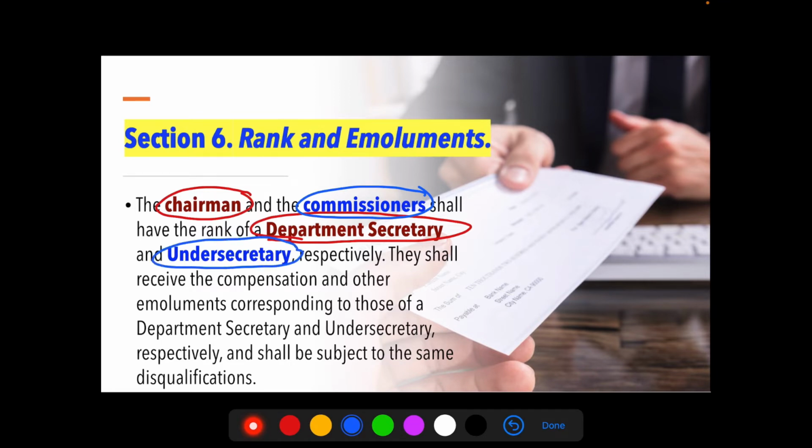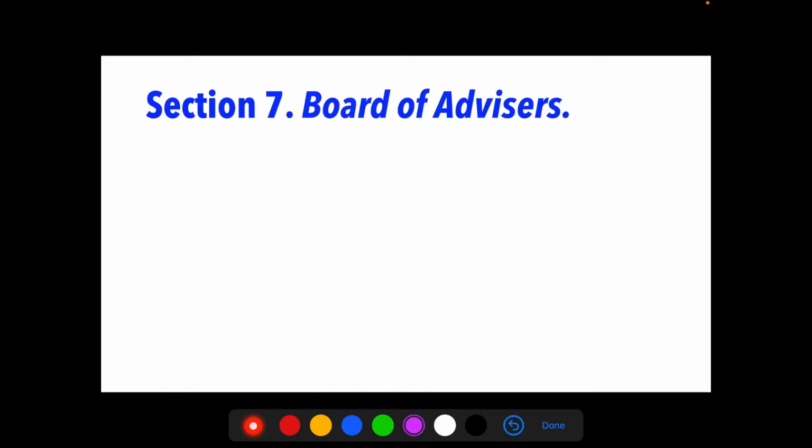Secretary, and they shall receive the compensation and other emoluments corresponding to those of a department secretary and undersecretary respectively, and shall also be subject to the same disqualifications. Section 7, Board of Advisors.